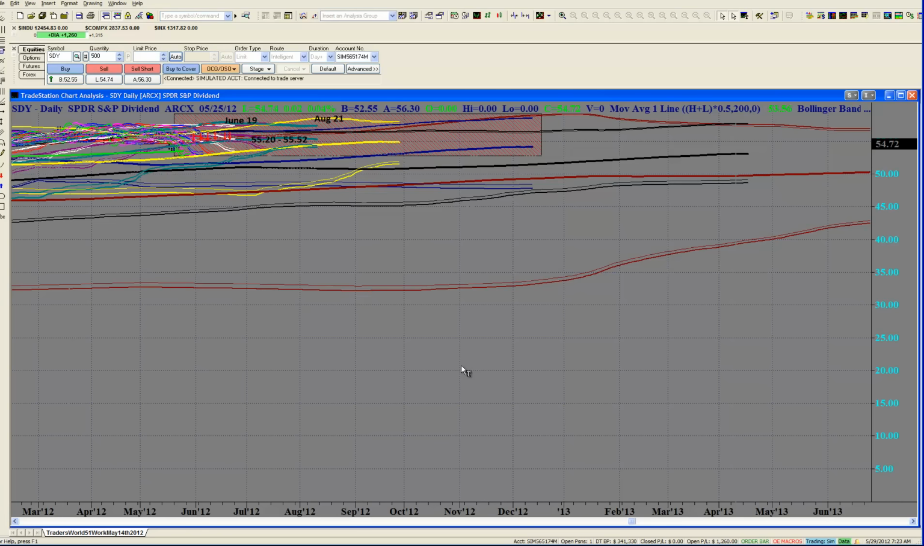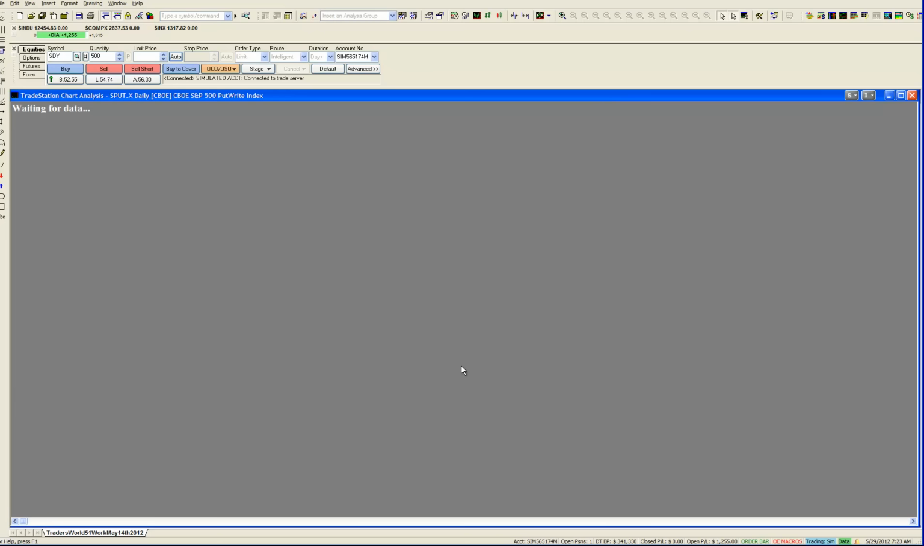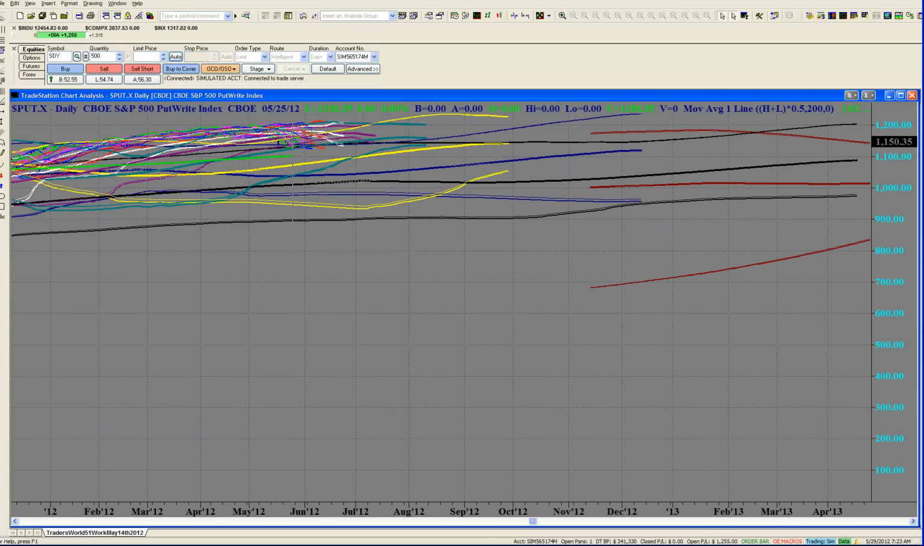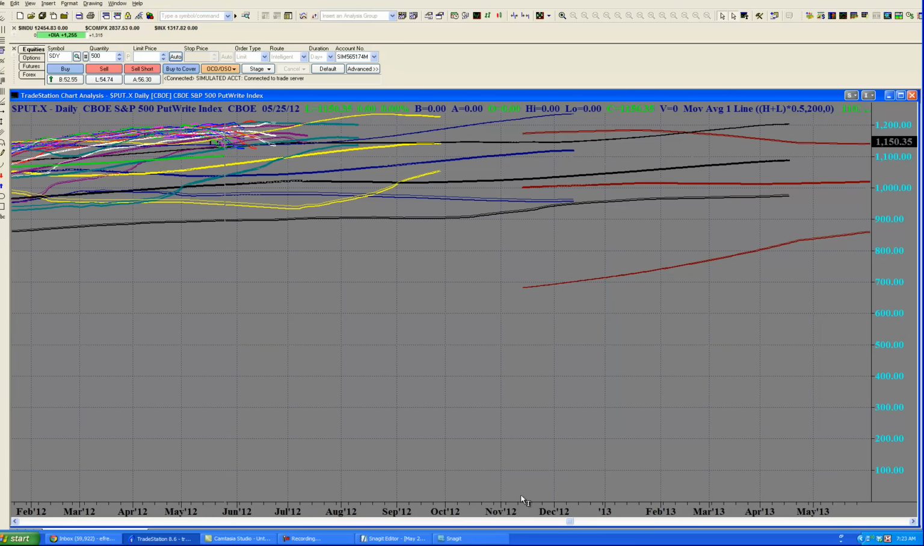Just one last thing I would like to mention, and that happens to be the put right index. Pretty much what that represents is that index goes down in a bear market. Why? Because when people write puts, you're basically selling puts naked, and when you sell a put, you're making a bet that the market is going to go up. But if it actually goes down, you could lose your shirt because it's open-ended risk.